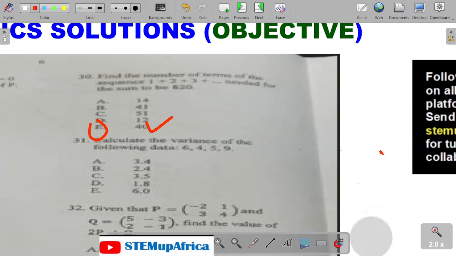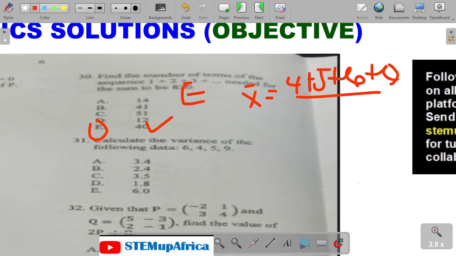Question 31. This is option E. I need to find the variance. To find the variance, I need to get the mean first. This is 4 plus 5 plus 6 plus 9 over 4. 14 plus 10, that is 24. 24 over 4, the mean will give us 6.